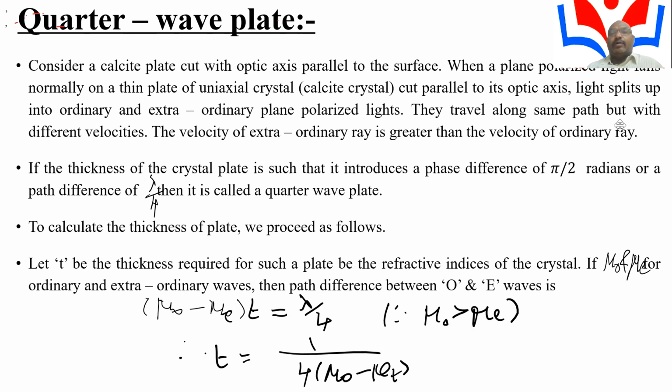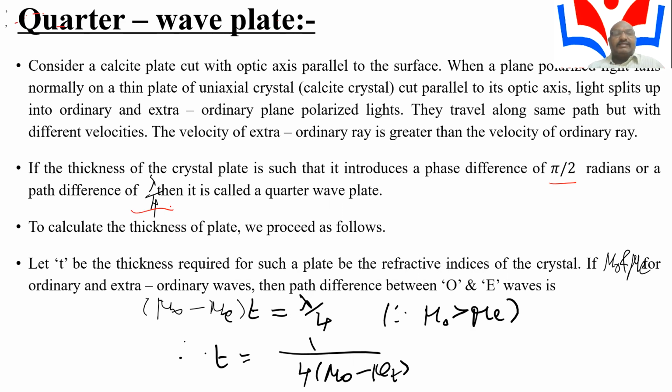cut parallel to its optic axis, the light splits up into ordinary and extraordinary plane polarized lights. They travel along the same path but with different velocities. The velocity of the extraordinary ray is greater than the velocity of the ordinary ray. If the thickness of the crystal plate is such that it introduces a phase difference of pi by 2 radians and a path difference of lambda by 4, then it is called a quarter wave plate. To calculate the thickness of the plate, we proceed as follows.